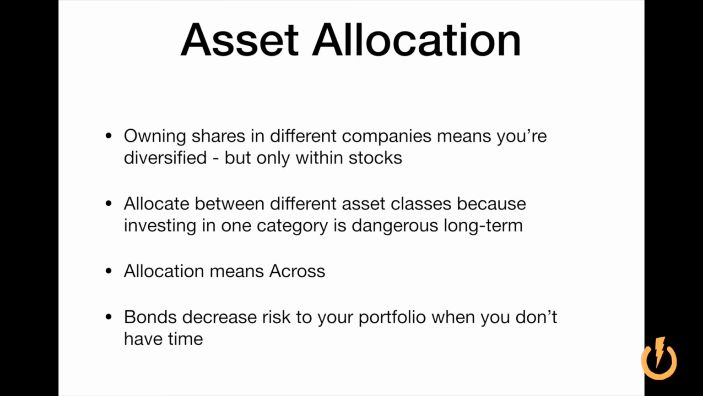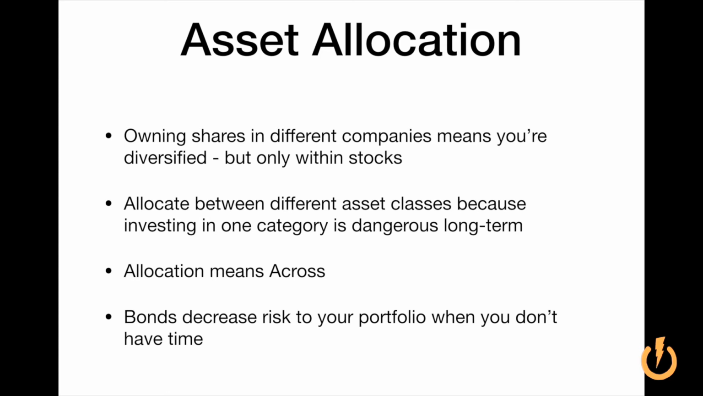Next, we're going to talk about asset allocation. If you own shares in different companies, that means you're diversified, but only within stocks. Asset allocation is about allocating your assets between different asset classes because investing in one category long term is dangerous. As we already covered, high risk also means that you have a higher potential for a reward. Bonds decrease the risk to your portfolio when you don't have time. That's why it's important to have them to help balance your portfolio when you get older.